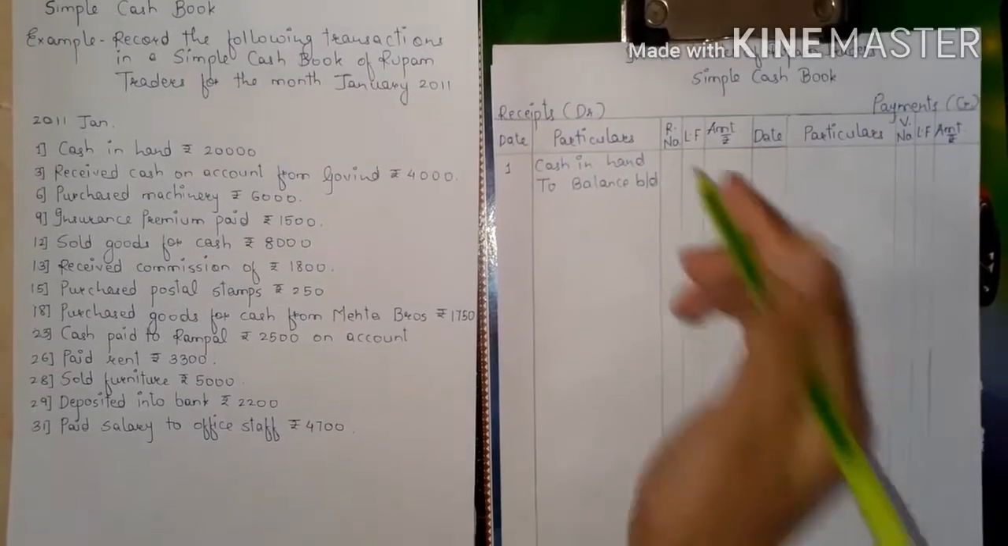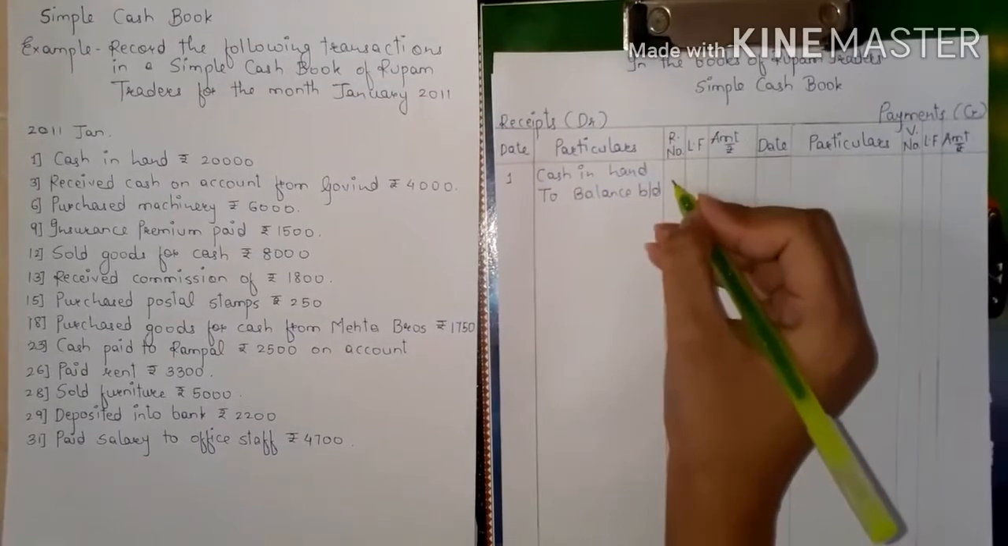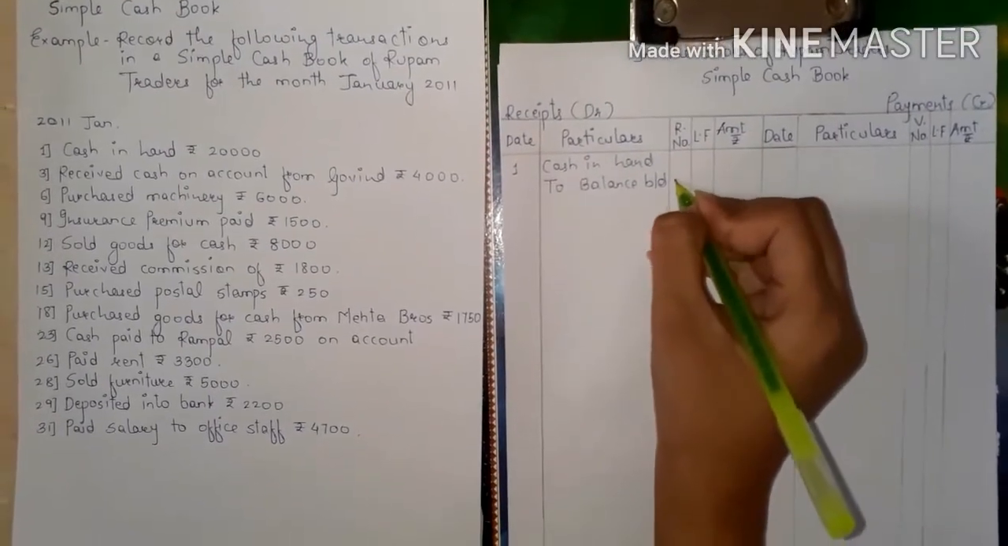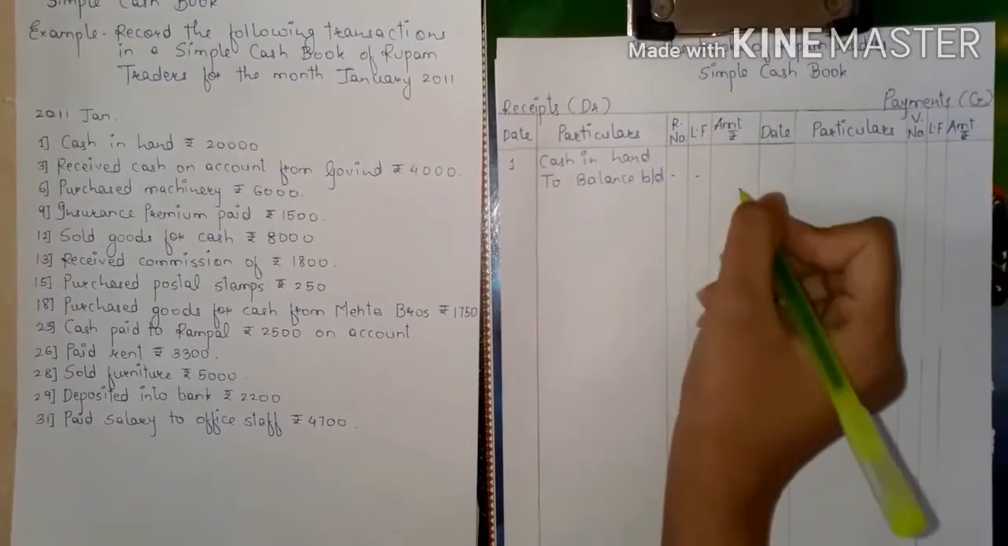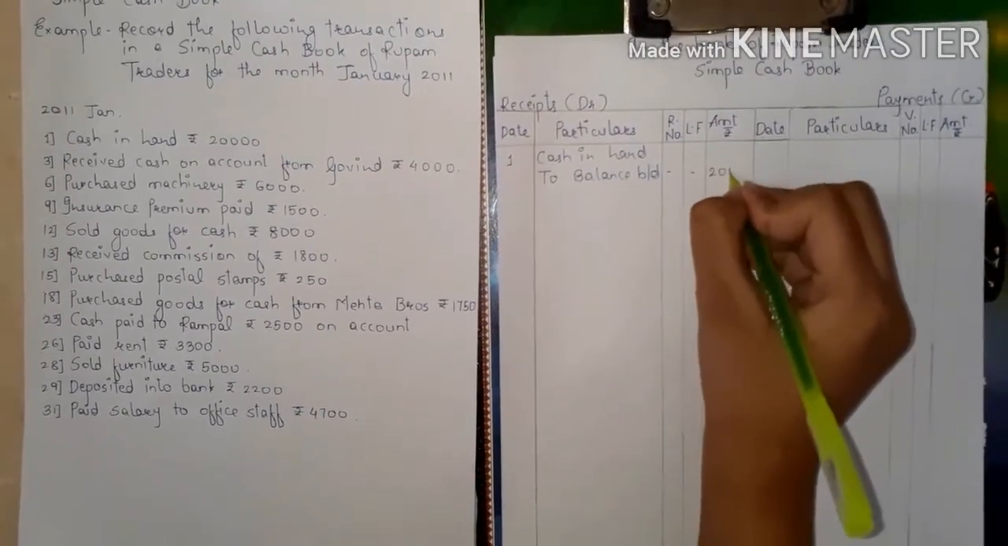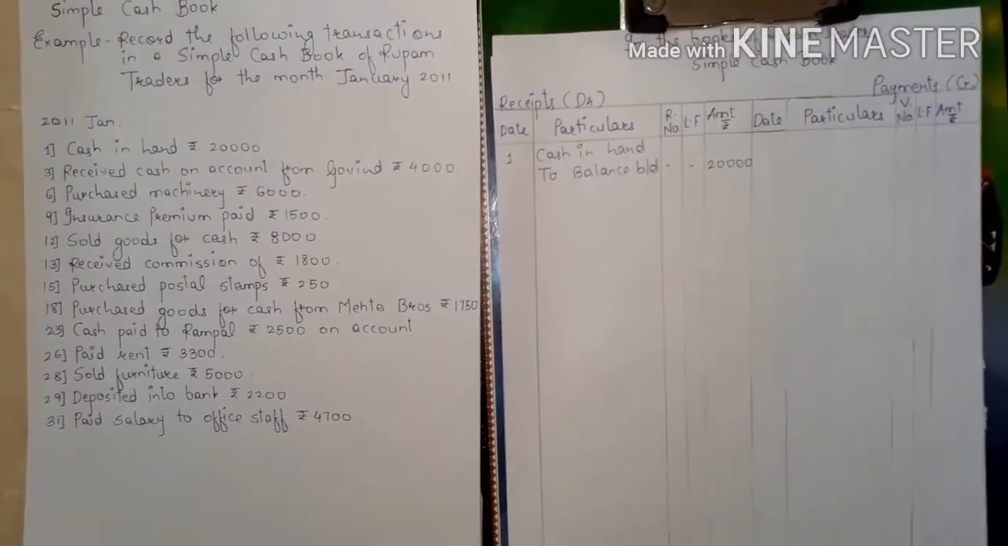So to balance brought down, what is the amount? We don't have the receipt number, so it will be nil. No ledger folio number, so this will also be nil. Amount rupees 20,000. So this is how the first transaction is recorded.